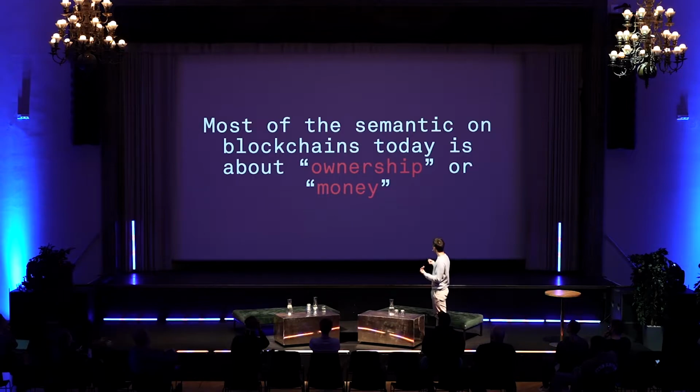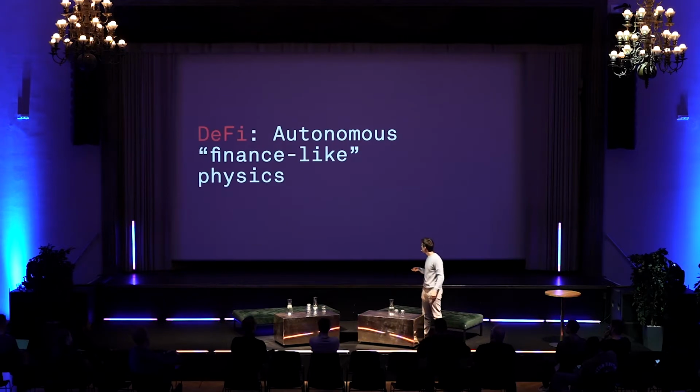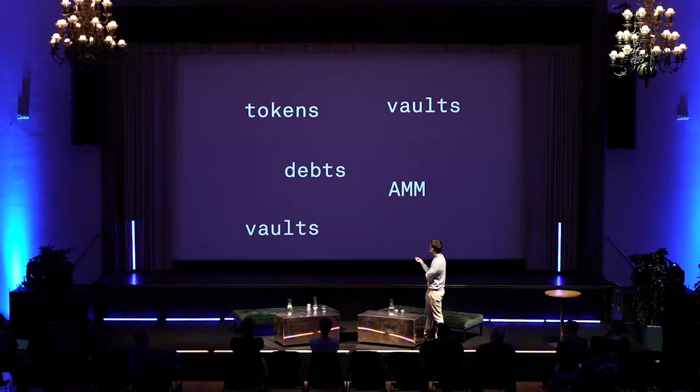And so an additional claim on top of this is that most of the semantics of blockchain today is about ownership and money. So even if we have a big space of physics we can actually explore, we're restricting ourselves to a very specific type of physics, out of the space of all the rules you could define. DeFi is just an autonomous physics, finance-like physics, right? That's what it is, if we use all the fancy definitions we've accumulated over the last 5 minutes.